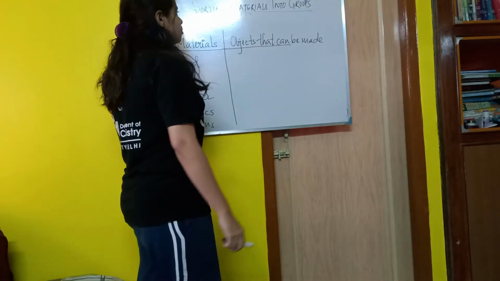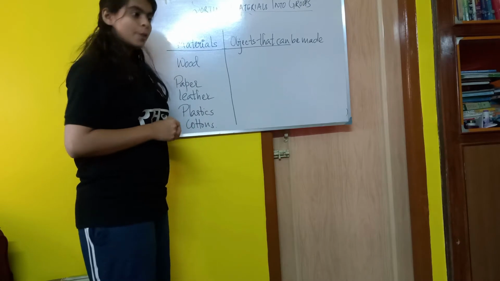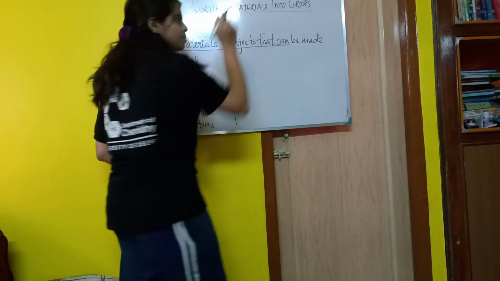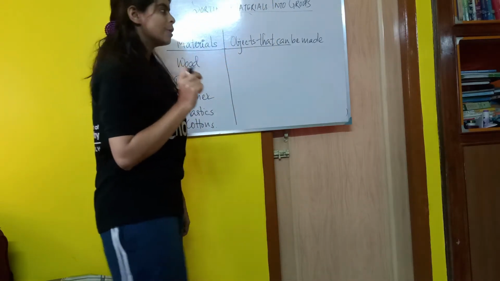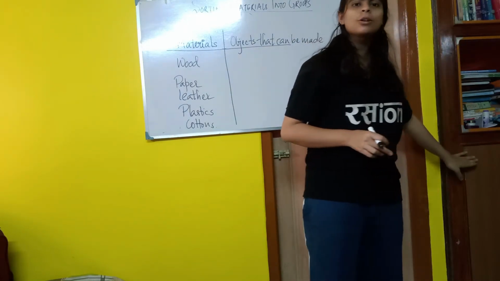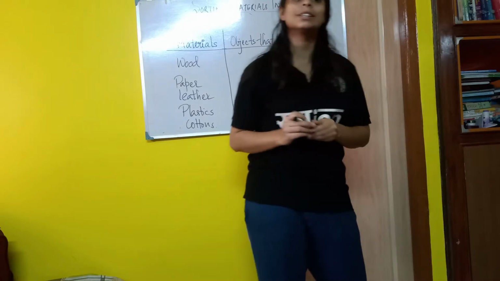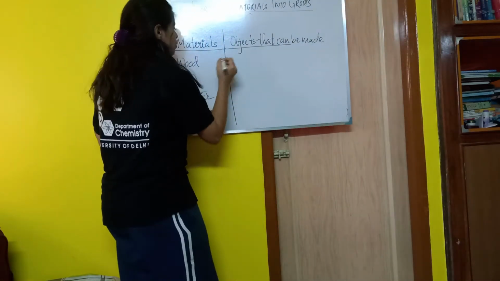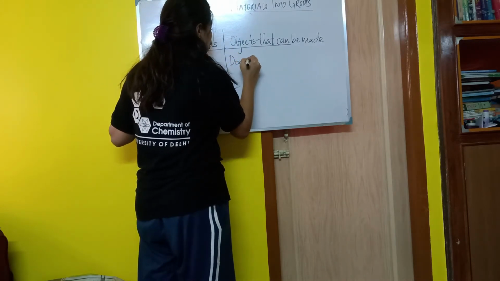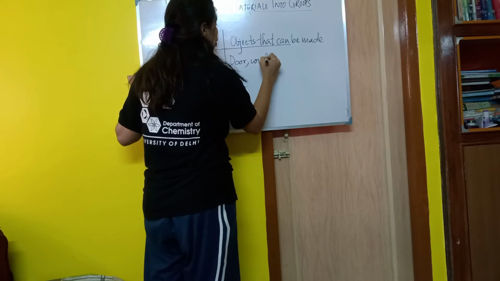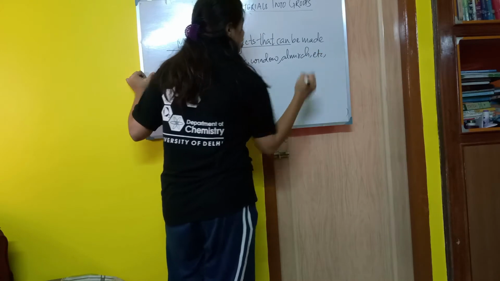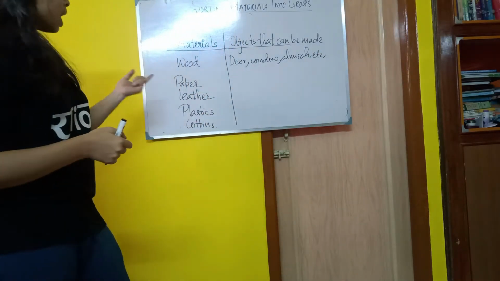For wood, what can we make? As you can see, the column of this door is made up of wood. This almirah, wardrobe or bookshelf is also made up of wood. So from wood we can make various objects, for example door, windows, wardrobe, almirah, chair, table, etc. Right?